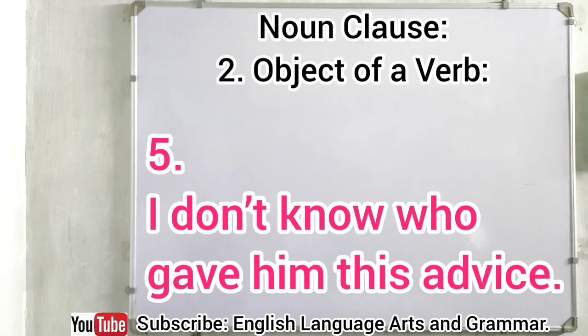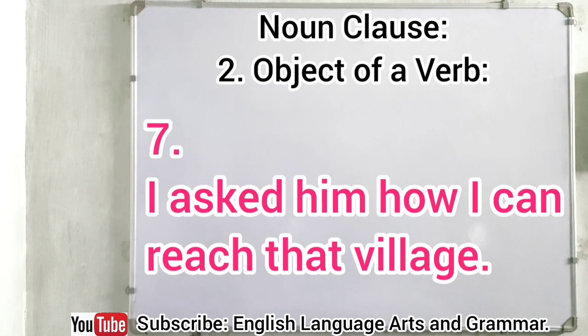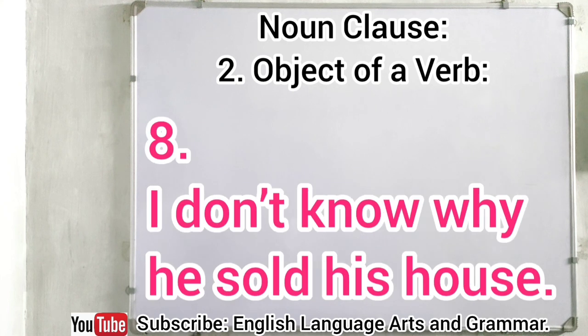Example 5. I don't know who gave him this advice. Example 6. Have you decided where you will go for your holidays? Example 7. I asked him, how can I reach that village? Example 8. I don't know why he sold his house.